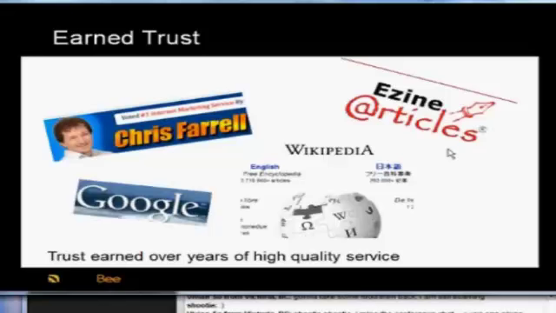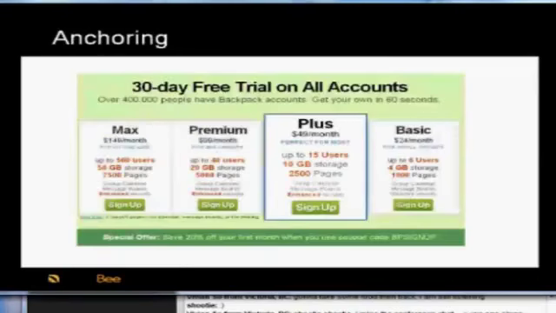EZine Articles is probably one of the top two, if not the number one, article directories for article marketing, especially on the internet right now. And they've earned that by being very particular about what articles they publish, what you're allowed to put in the articles, how you format the articles. They have certain standards. By adhering to those standards and forcing you as a writer to adhere to them before they will agree to publish you, they've earned a reputation of being trustworthy, that the articles they deliver are going to be worthwhile for you to spend your time on. Again, Wikipedia, the same thing. They've earned the trust over years of delivering a high quality service.